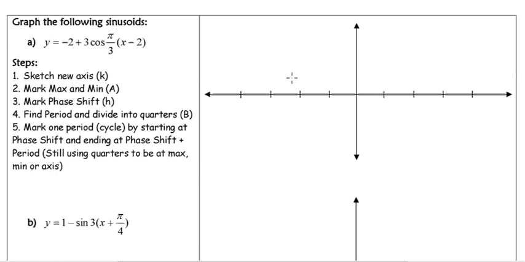All right, here we go. I graph the following sinusoids. And so we've got, it's written in a slightly different form than we're used to, but really it's just having that K value out front.